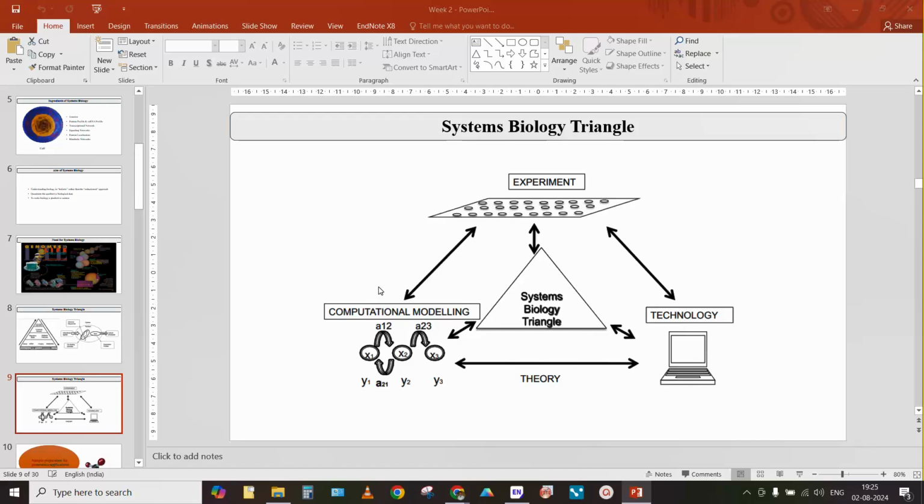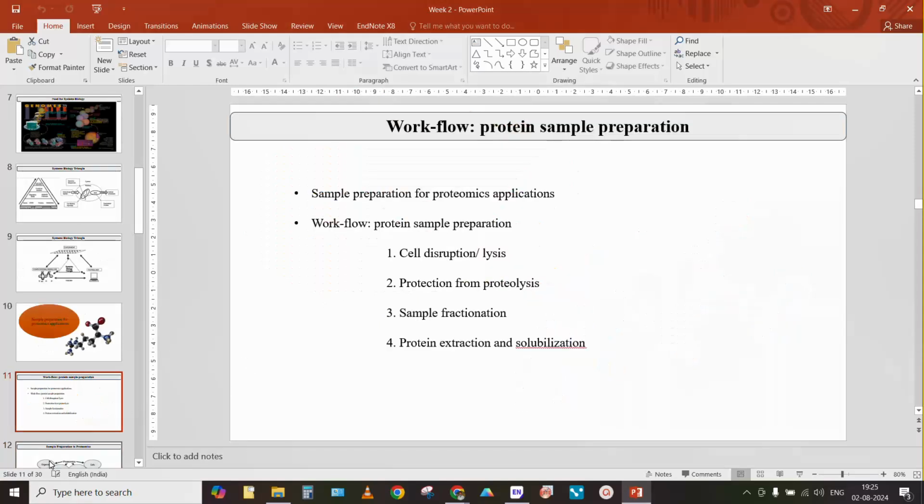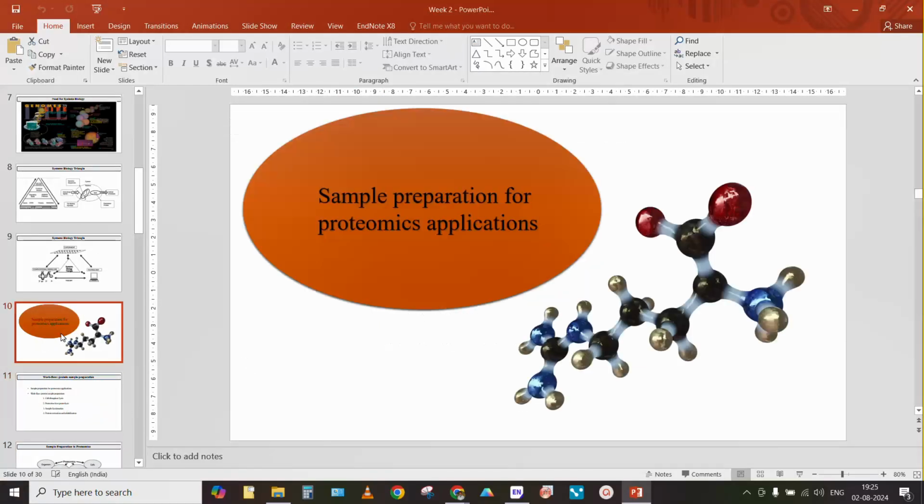So the next topic which we'll cover is sample preparation for proteomics applications. I'll give you the overview first. So welcome to the proteomics topic. In this lecture, we'll talk about sample preparation for proteomics applications.